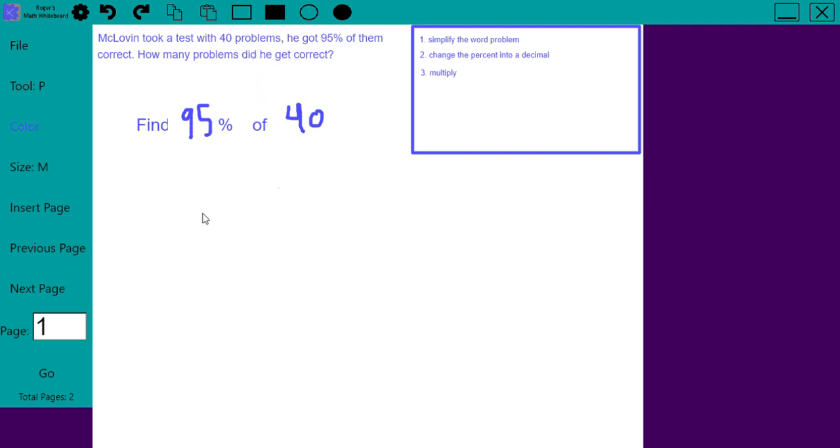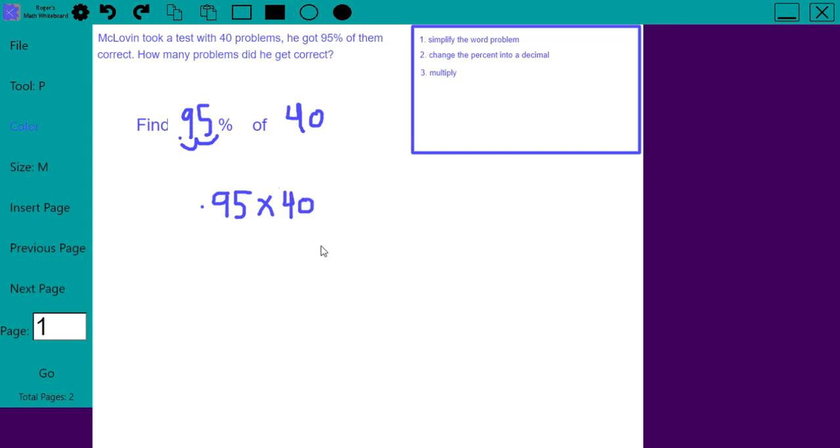So step 2 would be to change this percent into a decimal. 95% is 0.95. We move the decimal 2 places to the left. Alright, so we got 0.95. And then we're going to multiply that by our whole number times 40.